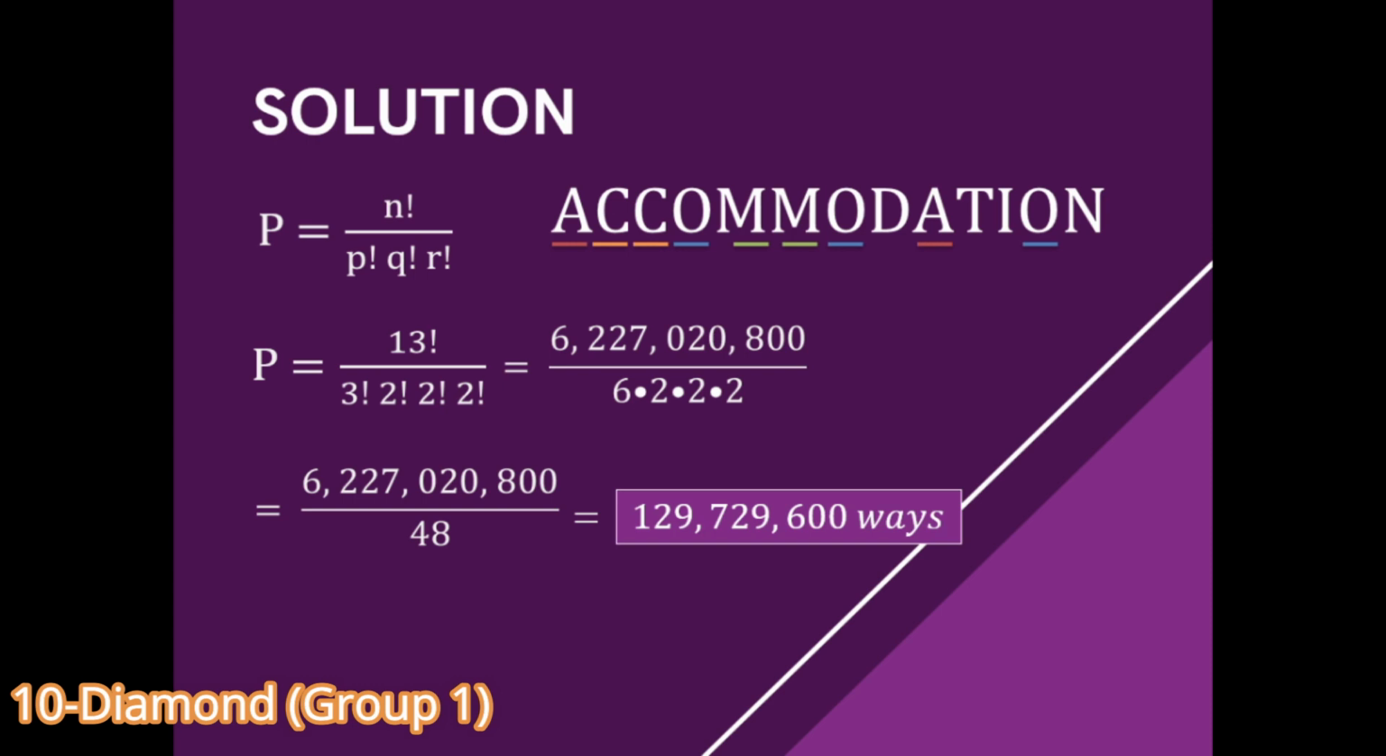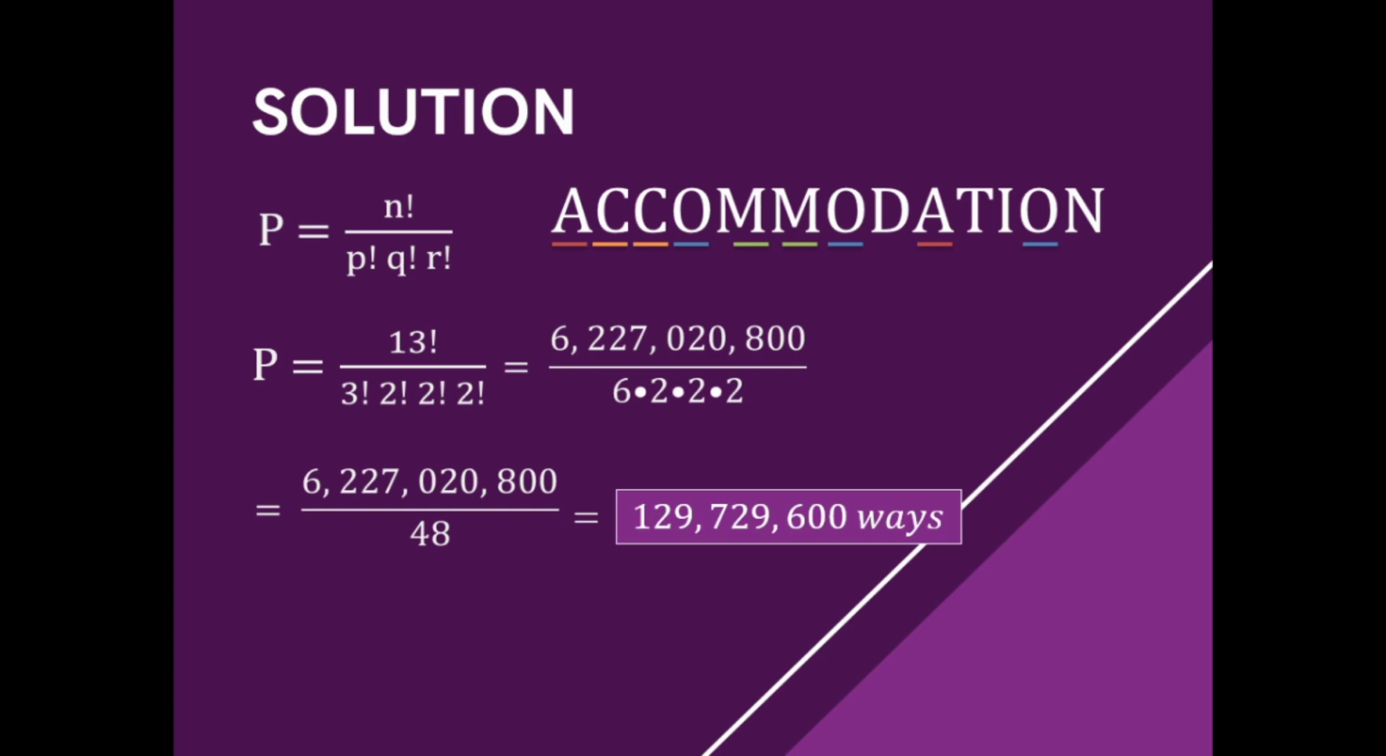Since we have 3 letter O's in the word accommodation, we will write 3 factorial in the denominator. We have 2 letter A, so we will write 2 factorial in the denominator. We also have 2 letter C, so we will write 2 factorial in the denominator. Lastly, we have 2 letter M, so another 2 factorial in the denominator. After substitution, the next step is to evaluate.